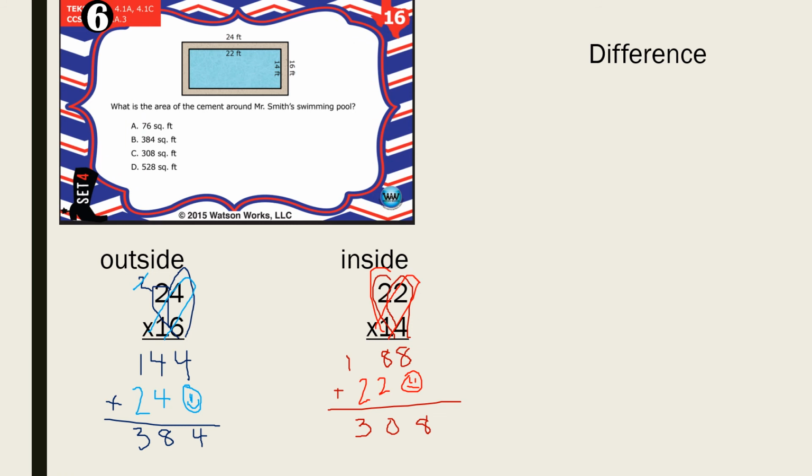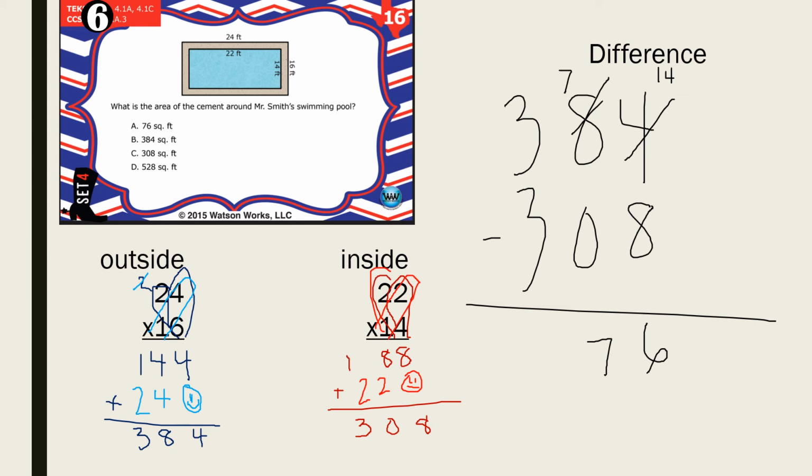So I solved for the outside of the cement, 24 times 16, and I solved for the inside, 22 times 14. Now I need to take away the inside, so I'm going to find the difference and subtract these two numbers. I subtract and get 76. I'm finding area, so it's square feet, and the answer is A.